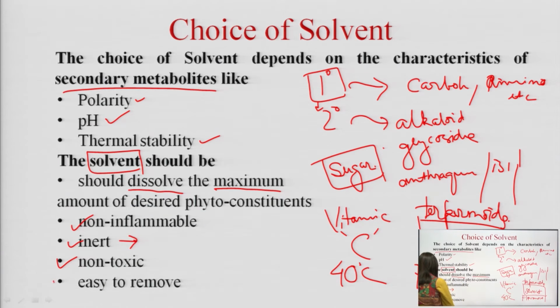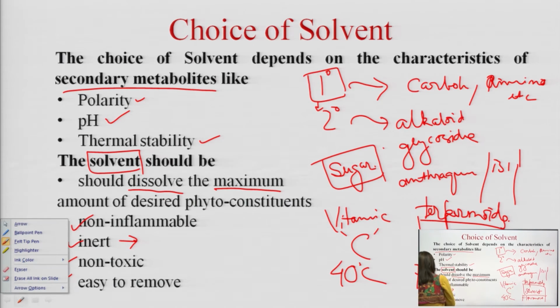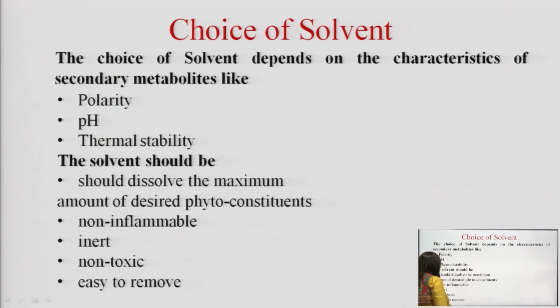Okay, so moving to the next point is easy removable. The solvent which is utilized to extract the phytoconstituent should not leave any residual solvent while that is being dried. The solvent must be removed completely and it should not have any residual solvent left on the phytoconstituent. This is again a primary requirement in the choice of the extraction procedure.